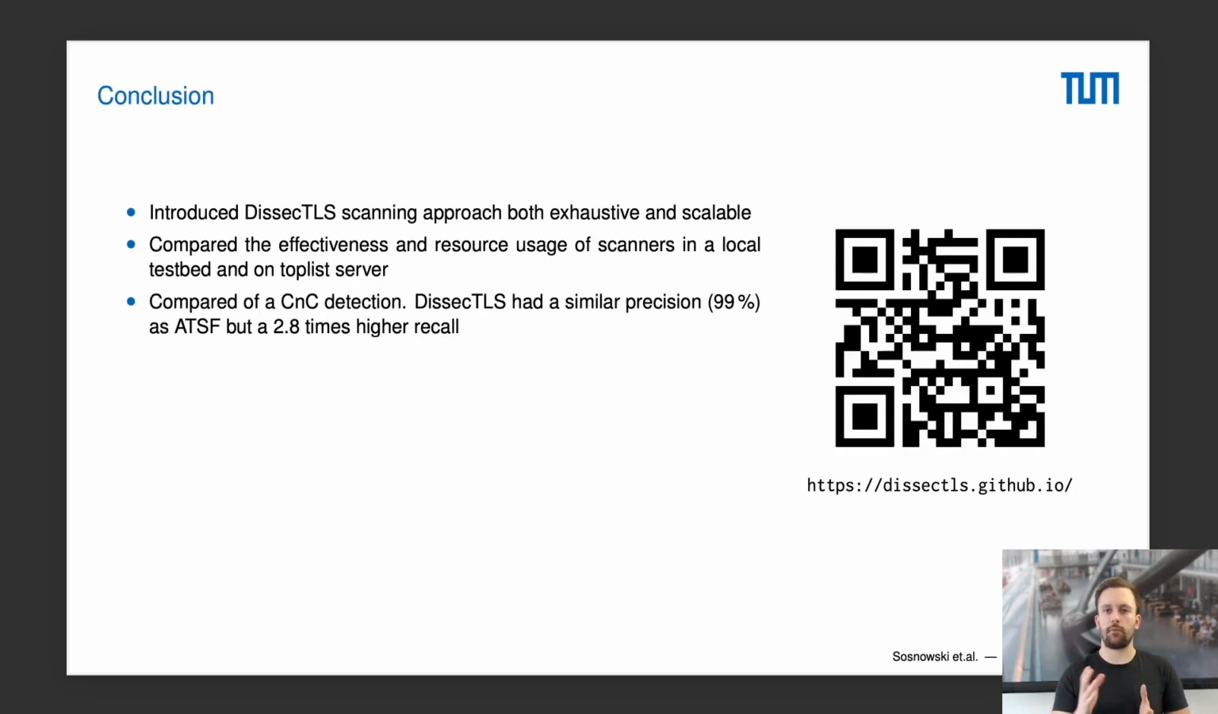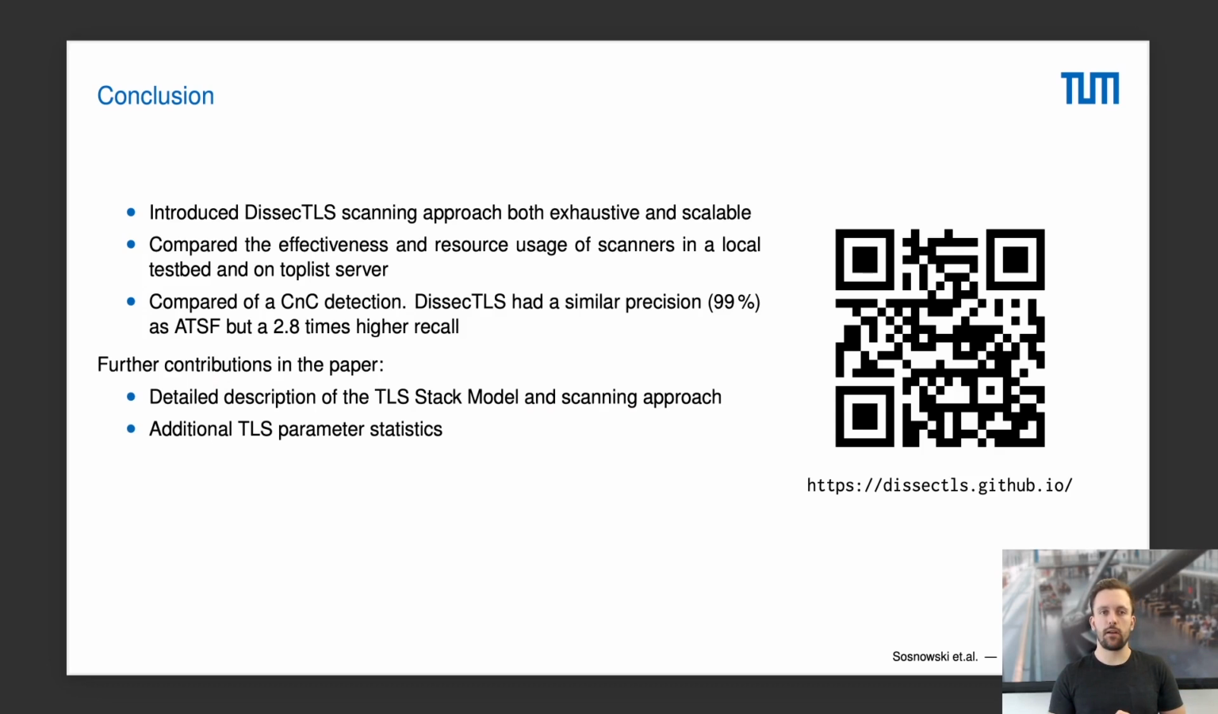With this, I'm already at the end of today's talk. To conclude, we introduced the DissecTLS scanning approach, which is both exhaustive and scalable. We compared the effectiveness and resource usage of scanners in a local testbed and on Tranco top list servers. We compared C&C detection, where the results revealed that DissecTLS had a similar precision, more than 99%, as active TLS fingerprinting, but had a 2.8 times higher recall.